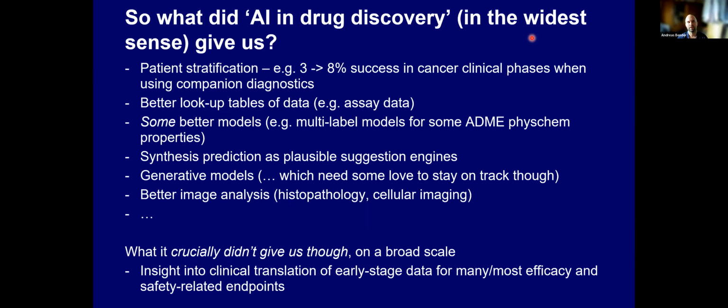So what did AI and drug discovery give us? Patient stratification, that's what I meant before. 3 to 8 or 9%, depends on the area, success in clinical phases.